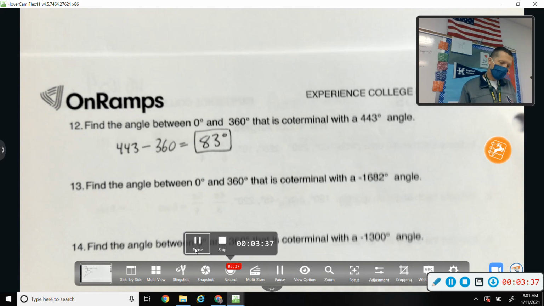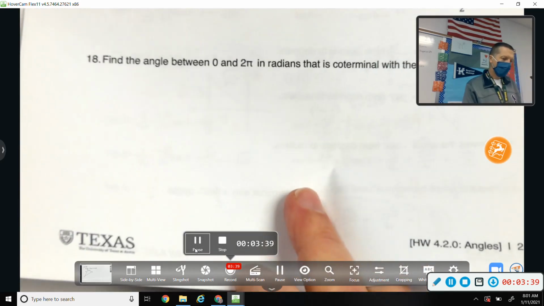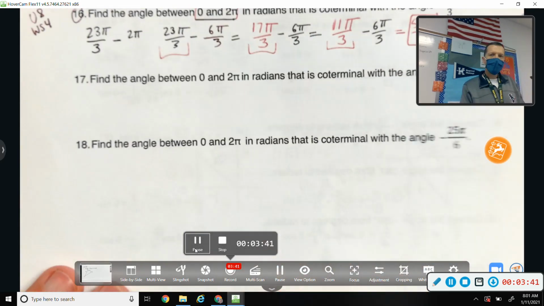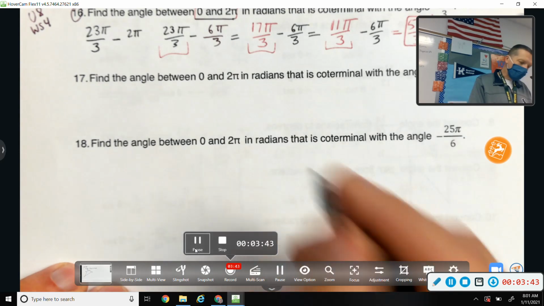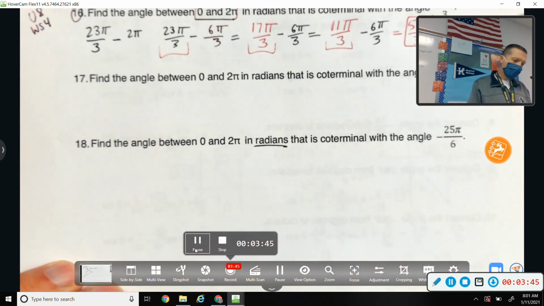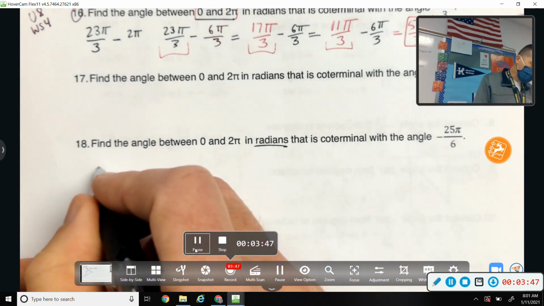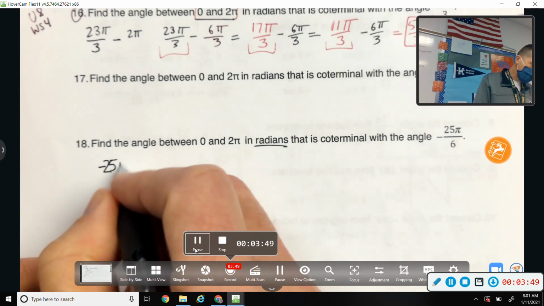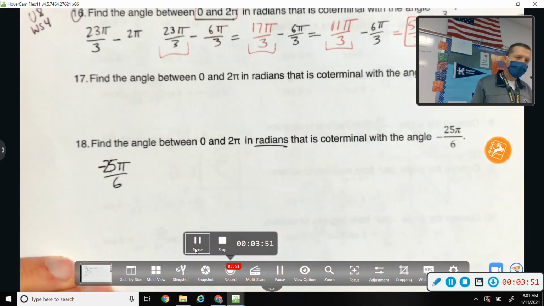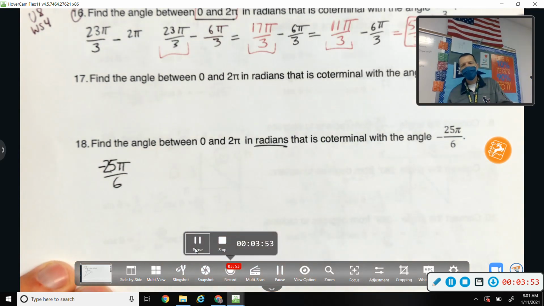Let's look at number 18. Back to radians. Find an angle between 0 and 2 pi, coterminal with negative 25 pi over 6. So that's negative. I don't want to be negative. I want to be between 0 and 2 pi. So what should I do? Add. What should I add? 2 pi.